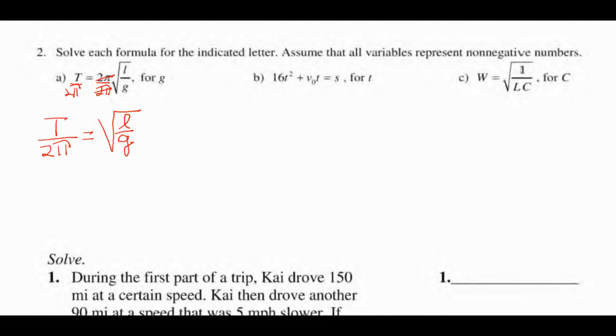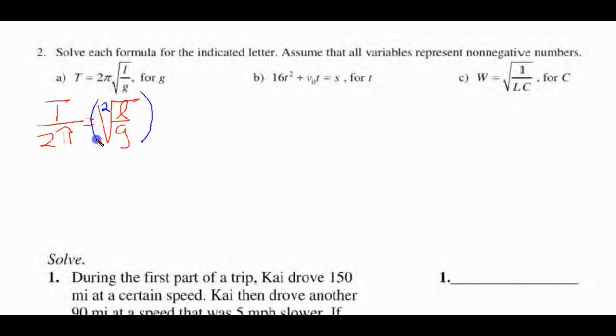Now, going into our toolbox, what tool do we have to get rid of the radical sign? Well, remember there's a 2 there. So if we square this side and then square the other side, the radical sign goes away and we're just left with L over G, but then this becomes t squared over 4 pi squared. Now we have to square the numerator and denominator. Now we're looking for L. No, we're looking for G by itself.